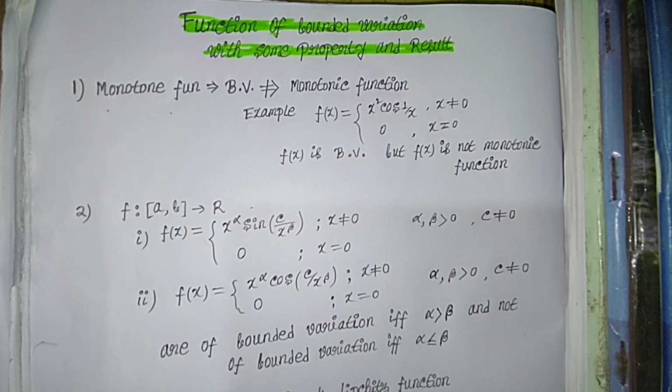Property 1 says that a monotone function is always of bounded variation, but bounded variation does not imply a monotone function. An example is given.